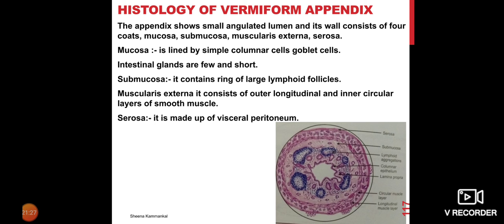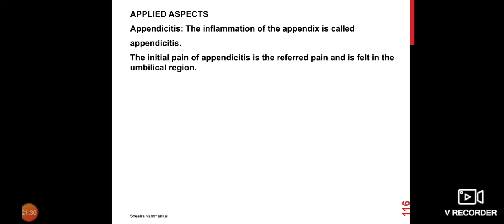These are the clinical conditions of appendicitis. And one more thing, the exact position of the appendix is at McBurney's point. What is McBurney's point? McBurney's point is a point where the maximum tenderness of appendicitis can be felt.